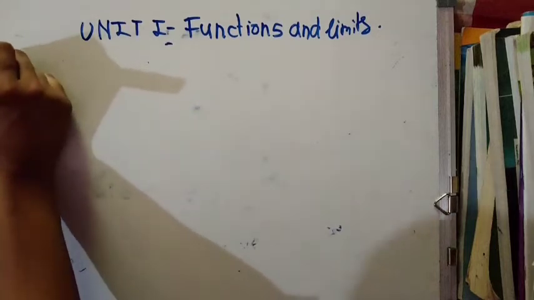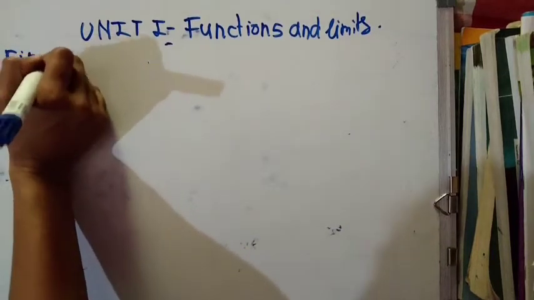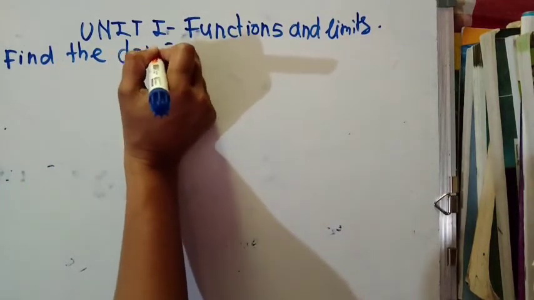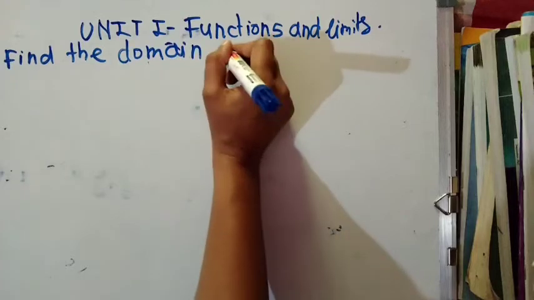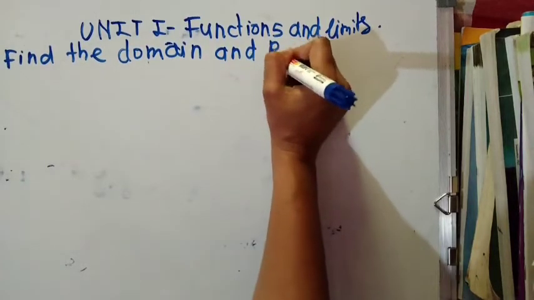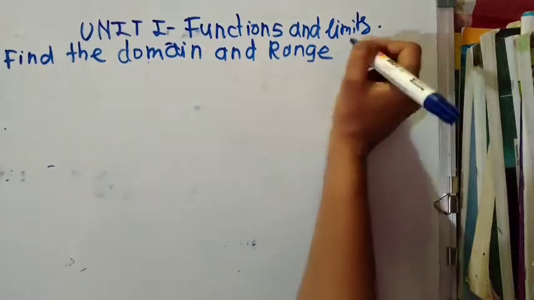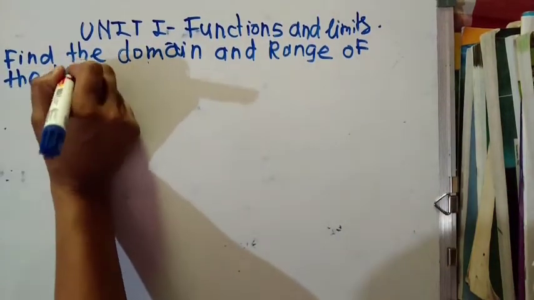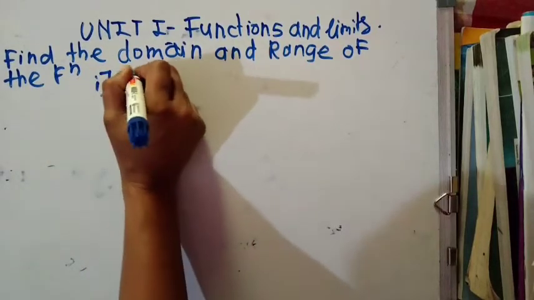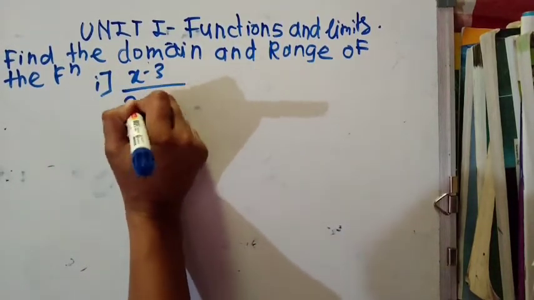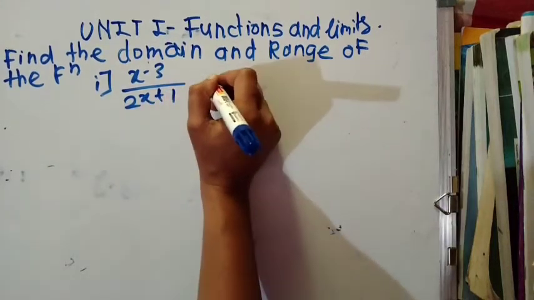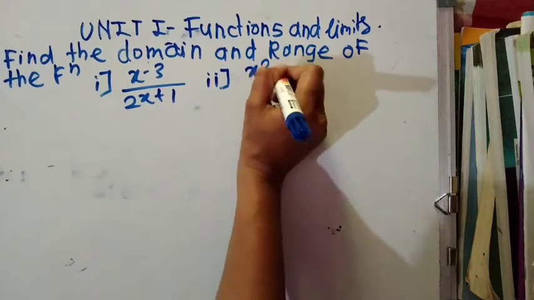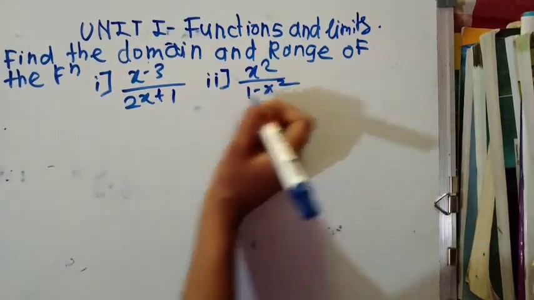Example second: find the domain and range of the function, first f of x equals x minus 3 upon 2x plus 1, and second f of x equals x square upon 1 minus x.